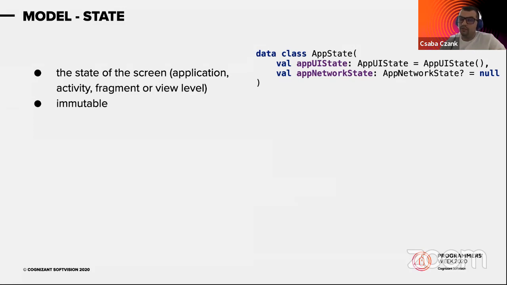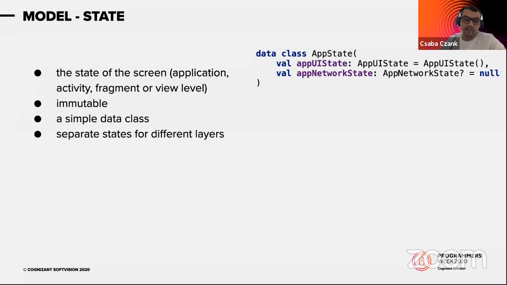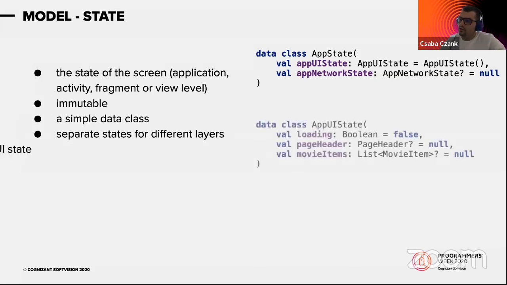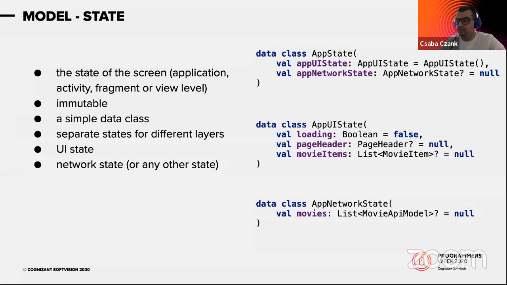One of the fundamental concepts of this architecture is the immutability of the state. The state is a data class. We recommend having separate states for different layers of the application, for example, the UI state, the state of the data received from the network, or other levels. The advantage of dividing the state into different levels is that we can filter the levels that will redraw the page.